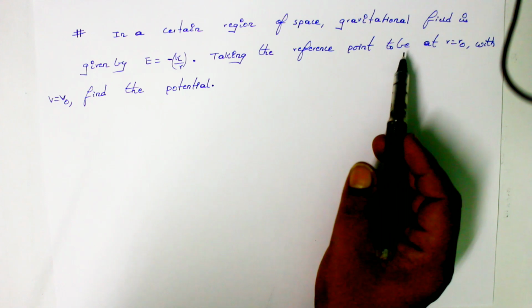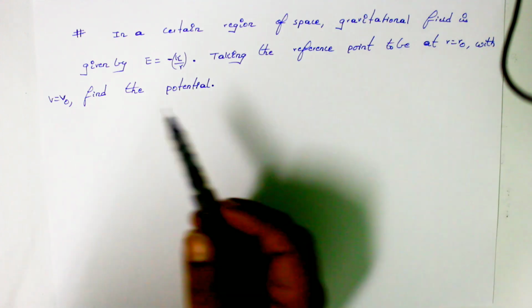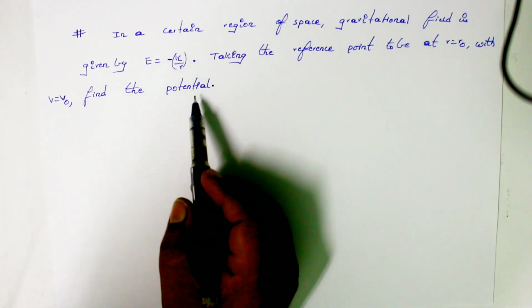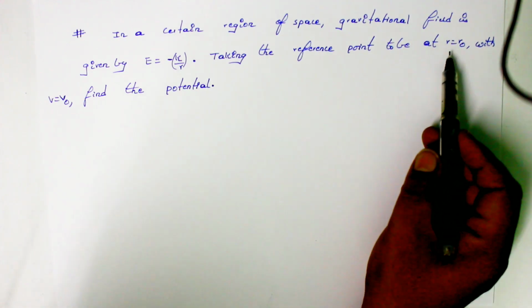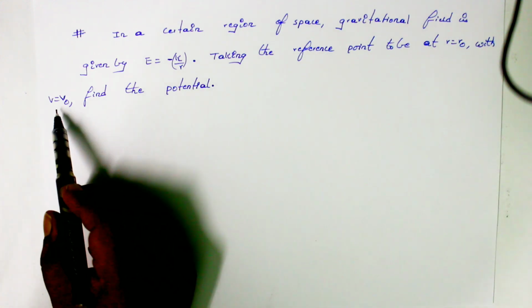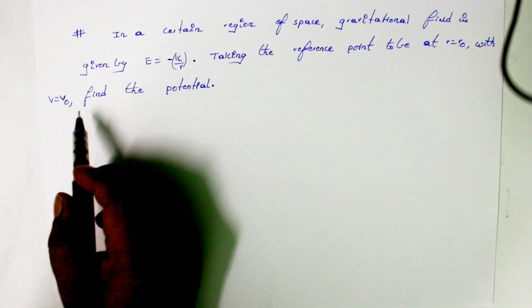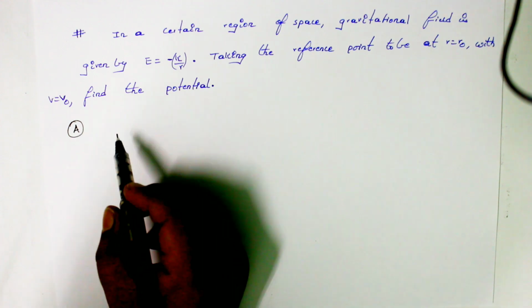Taking the reference point to be at x equal to 0 with V equal to V naught, find the equation for potential. At a certain reference r equal to r naught, it is given that the potential is V naught. So let us see how we can calculate the potential.